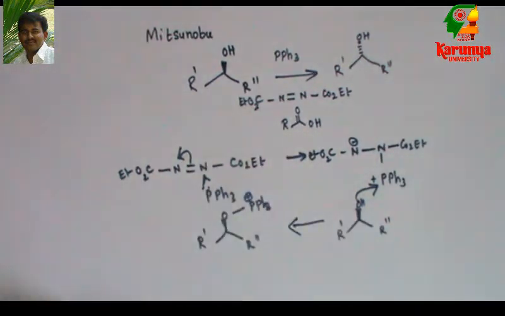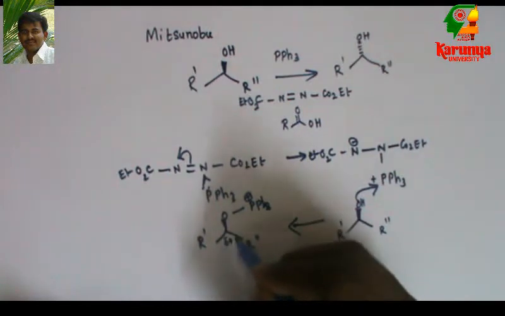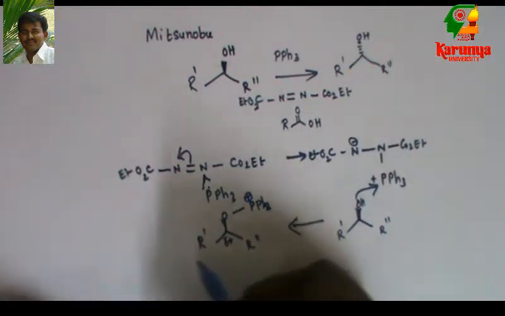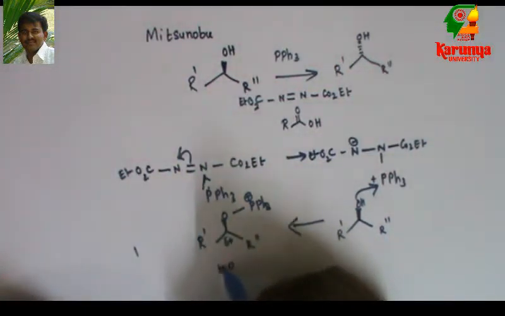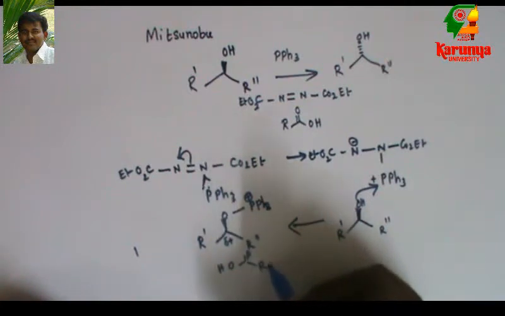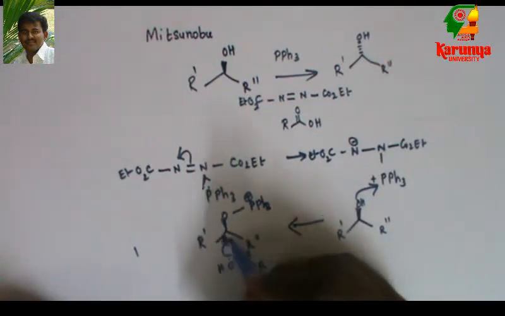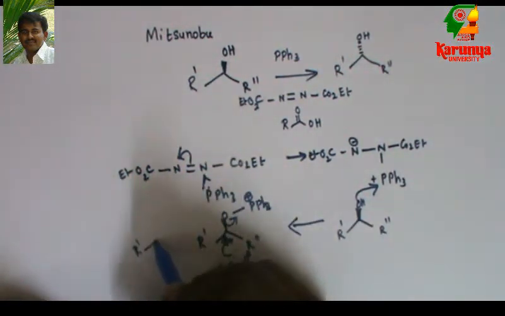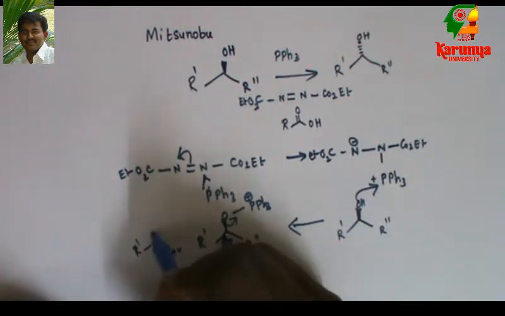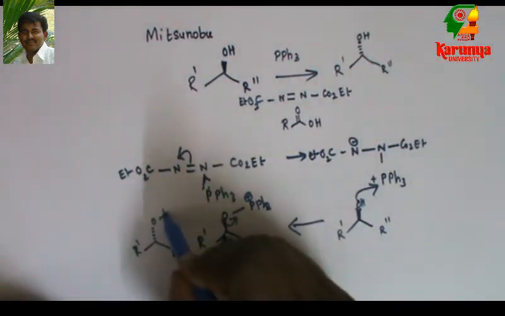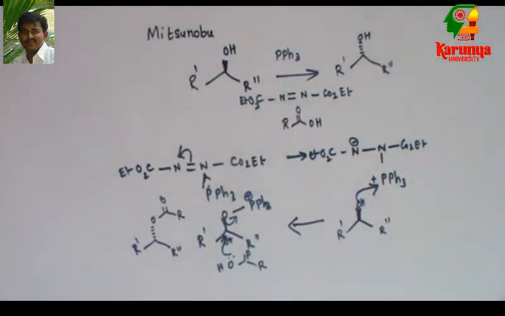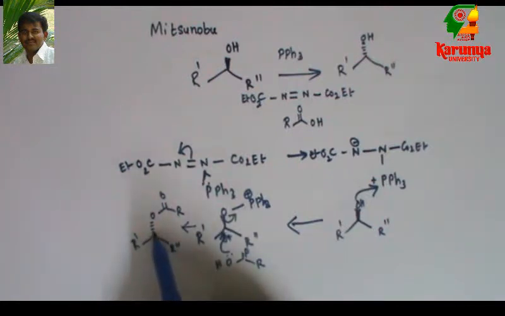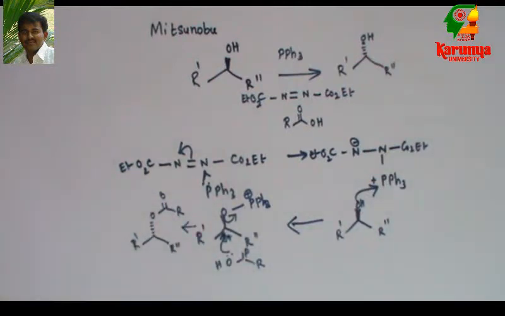Because of this positive charge, there is a delta plus on this carbon. That is attacked by the acid from the opposite direction to give a product like this. You can see here the stereochemistry of the alcohol has been inverted.